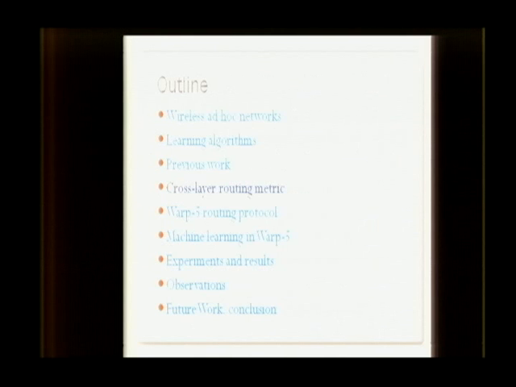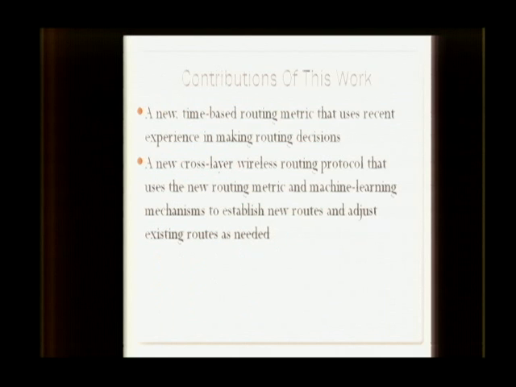All right, cross-layer routing metric. We all know the protocol stack has multiple layers. What I'm doing is taking information from different layers, combining them into a single metric, looking at noise and router congestion. My contributions are a new time-based routing metric that uses recent experience for making routing decisions. We're going to look at the effects of noise and the effects of router congestion, and combine those into a single metric. I'm also contributing a new cross-layered wireless routing protocol, WAR5, that uses the new routing metric and machine learning mechanisms to establish routes and adjust existing routes as needed in response to congestion or noise situations.